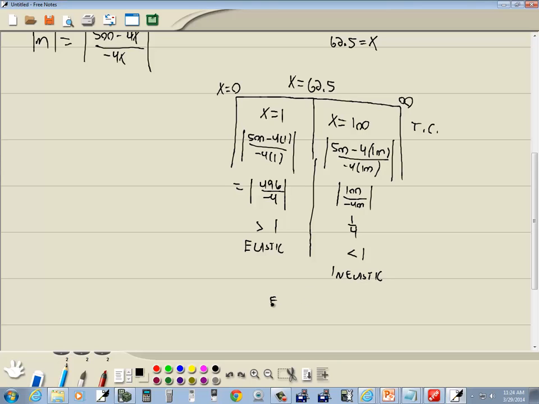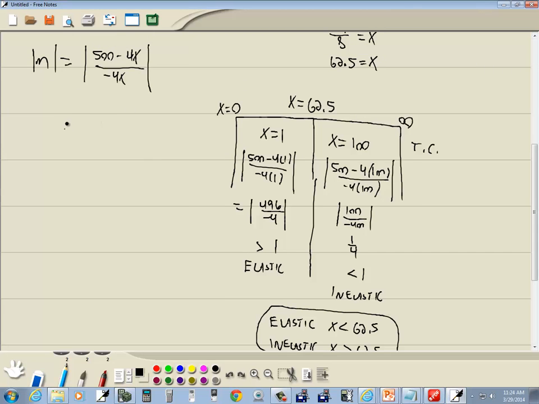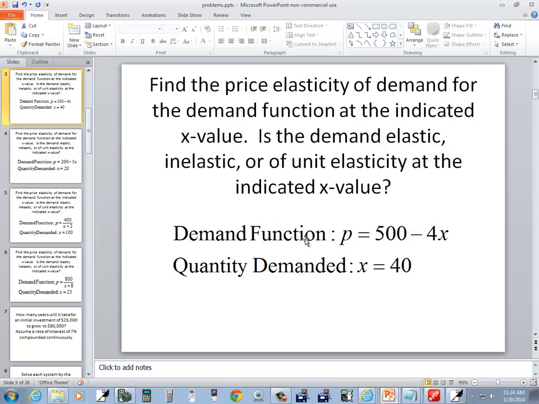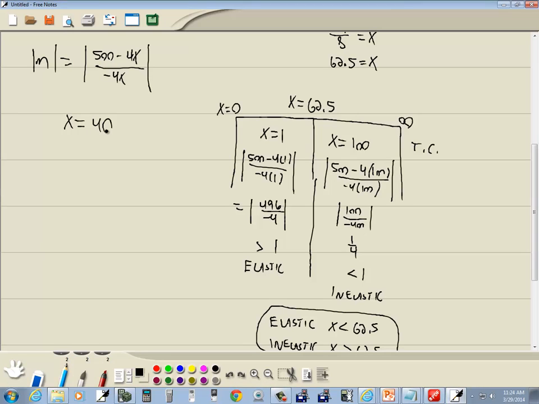Okay, so talking about our intervals of elasticity, it's elastic when x is less than 62.5, which could round to 63 depending upon your application, and it's inelastic when x is greater than 62.5. So those are our intervals. Now specifically, they're asking us what is happening when x is equal to 40. So we're going to plug 40 in for the x.